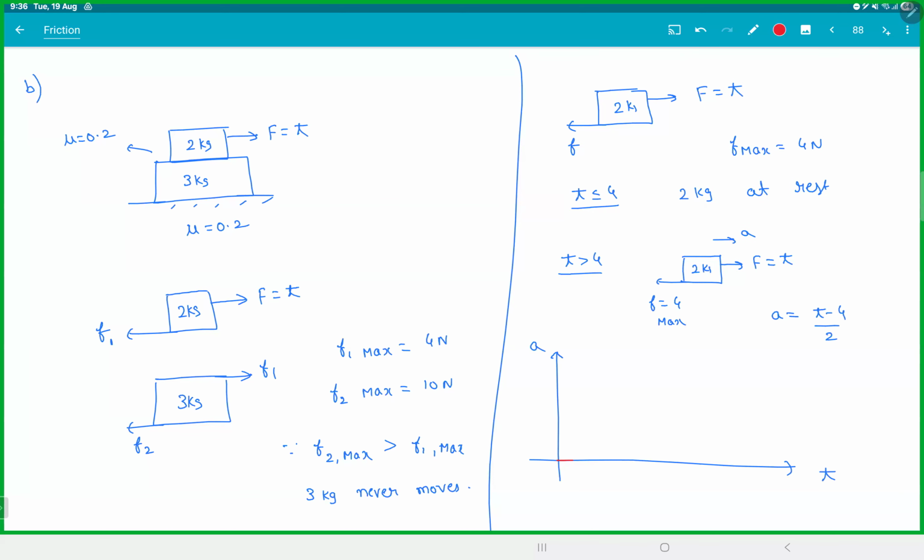for 4 seconds you don't move. After 4 seconds you'll increase. If you look at the 3 kg block, it never moves. It is always on the ground. Play with this.